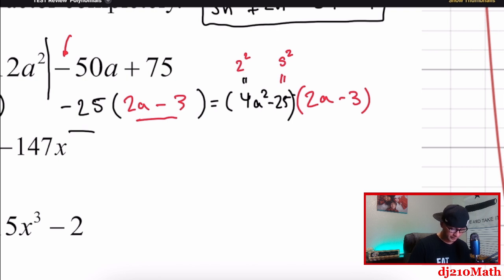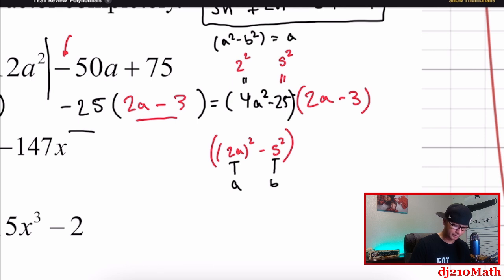What I'm saying is this is going to be 2a squared minus 5 squared. And this 2a is your a, basically, and 5 is your b. So a difference of squares says if you have a squared minus b squared, you can rewrite this as a plus b, a minus b. And we've already identified our a's and b's.